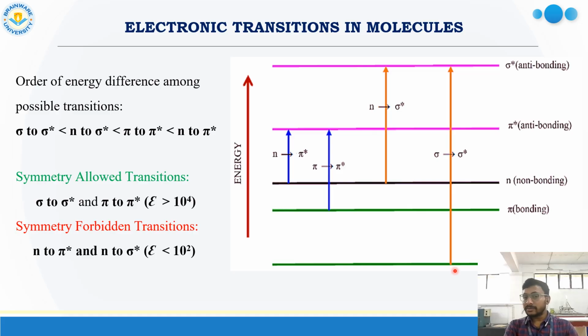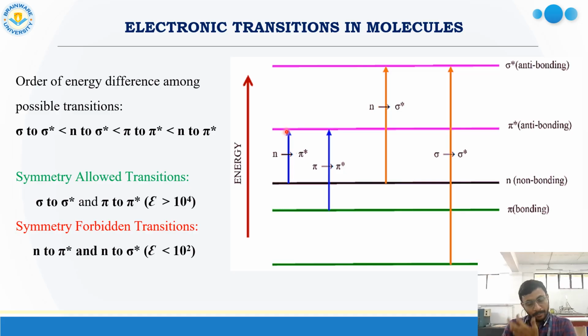And the possible transitions, what are the possible transitions? The possible transitions are sigma to sigma star, pi to pi star, and the other two are n to pi star and n to sigma star. If we see the energy gaps between the molecular orbital levels, it is clear that the highest energy transition is sigma to sigma star, and the lowest energy transition is n to pi star. However, if we consider symmetry, the symmetry allowed transitions are sigma to sigma star or pi to pi star, and symmetry forbidden transitions are n to sigma star or n to pi star.